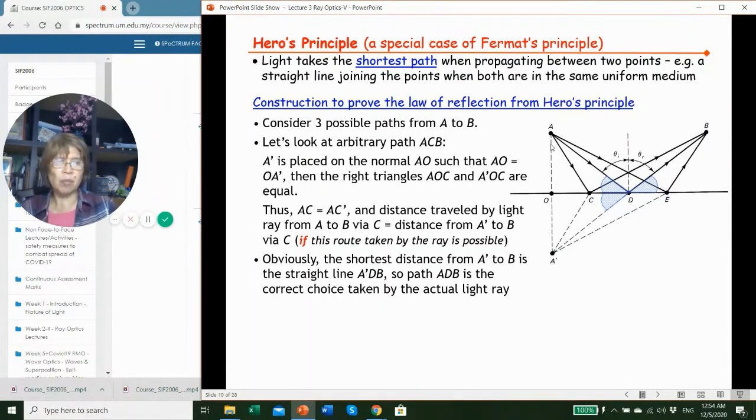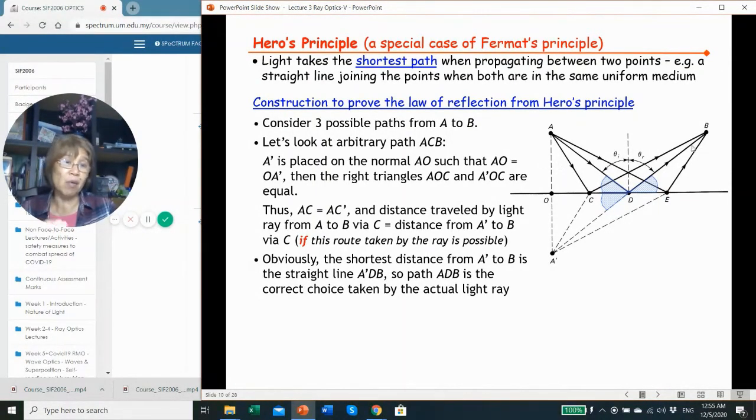So we will then drop a point which is equal distance perpendicular to this line here, equal distance below the line at A prime. And we then connect A prime to C. So if you look at this, we have a right angle triangle and a right angle triangle. So in other words, this will be equal to this, right? So the distance, if this is indeed the path, then this ray will travel from A to C to B, and it's also the same as traveling from A prime to C to B.